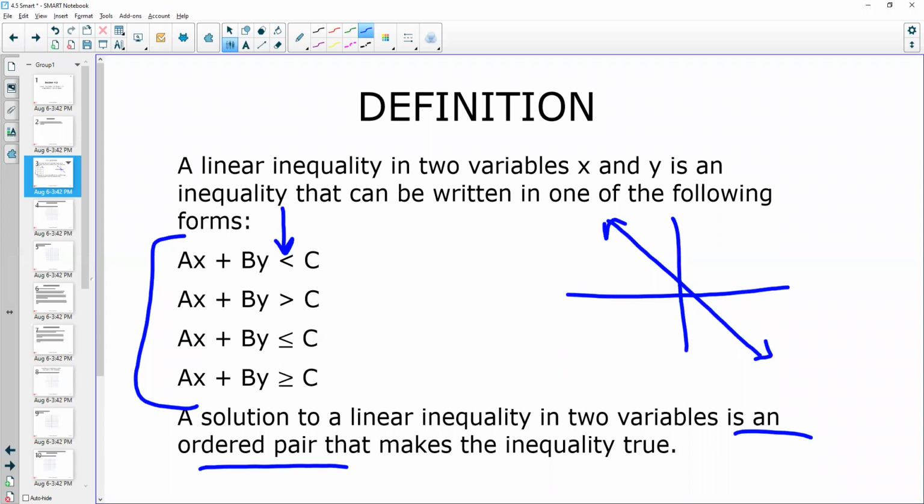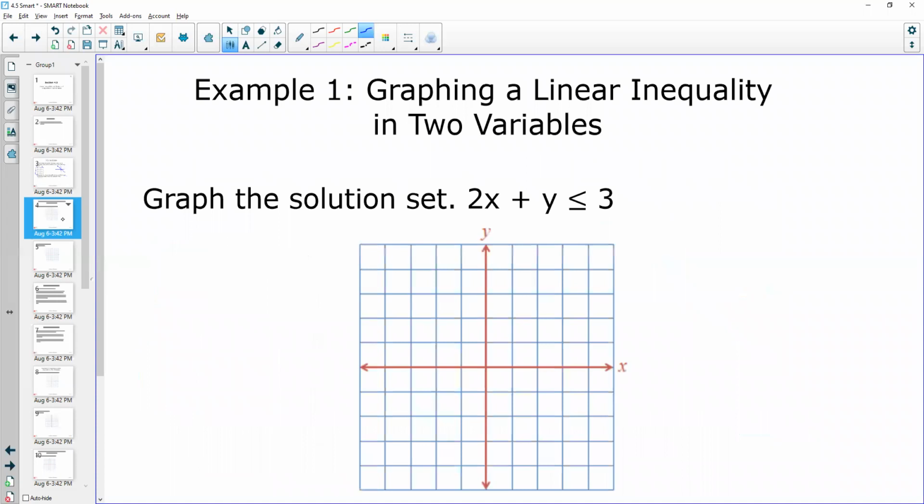What happened before is the solutions were points on the line, right? What's going to change with inequalities is it's going to be a part of the grid. So I'm going to show you that. So we're going to graph this and graph the solution set.